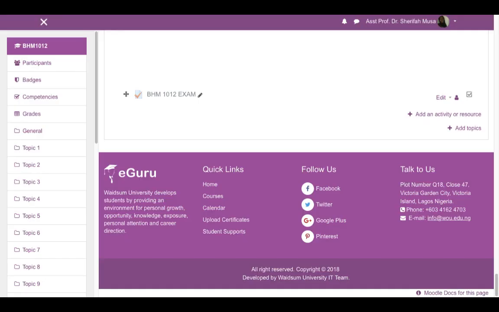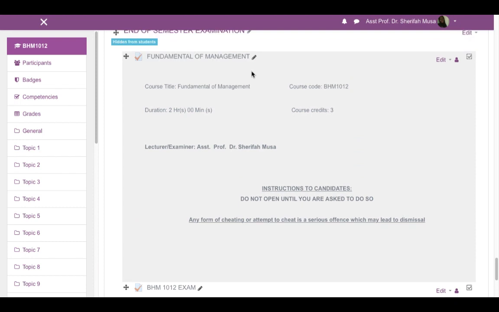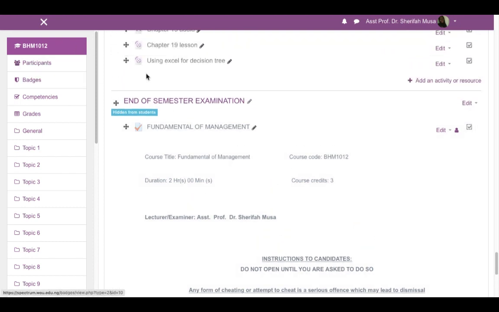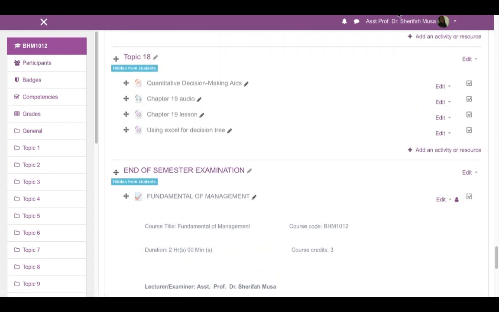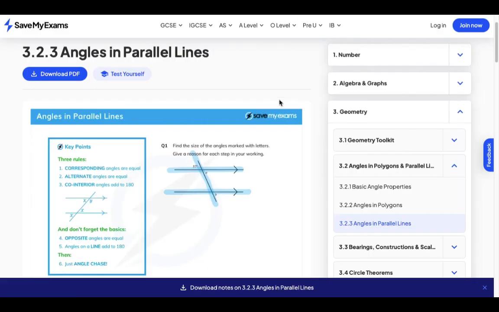Now let's use it. Let's apply it. Oh, okay. Sorry, this Waidsum University class. Okay, so are A and G alternate angles?